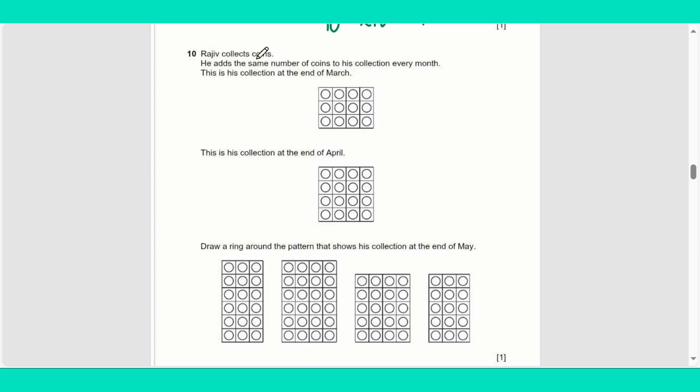Okay guys, Rajiv collects coins. He adds the same number of coins to his collection every month. This is his collection at the end of March. This is his collection at the end of April. Draw a ring around the pattern that shows his collection at the end of May.